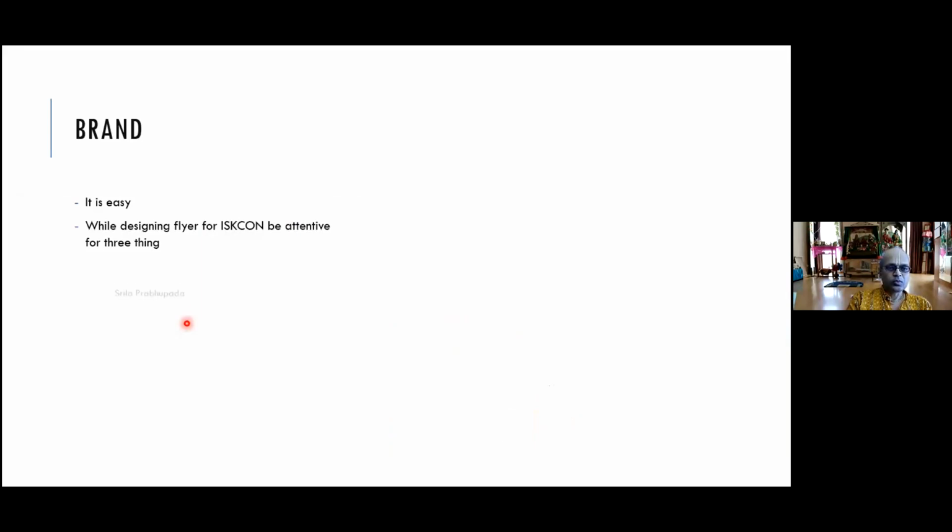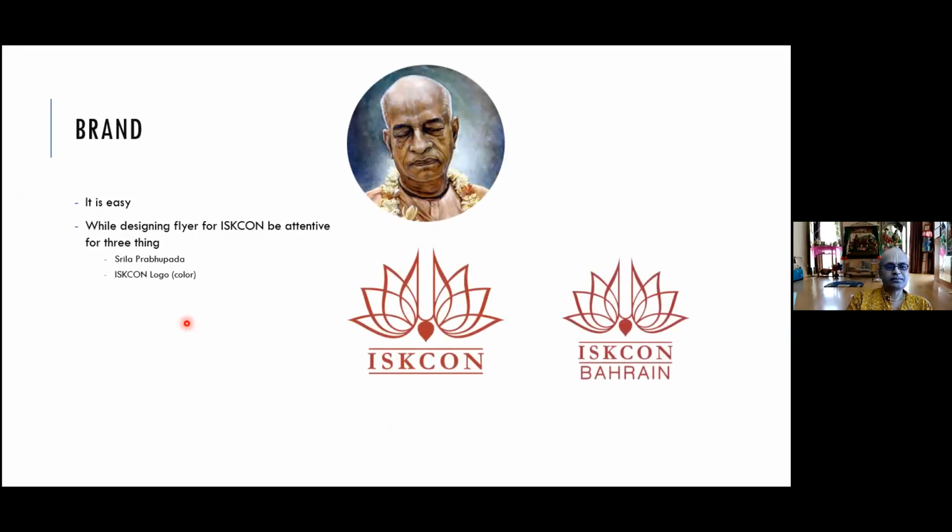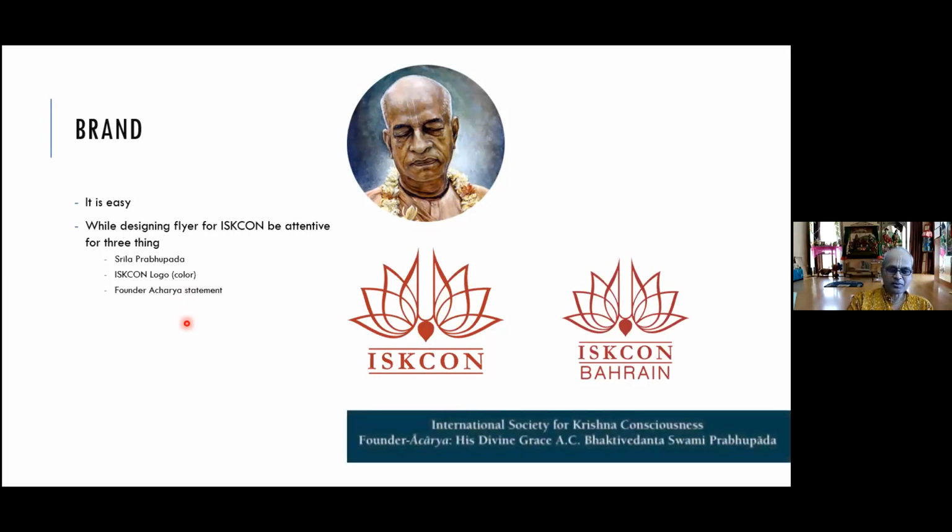So three things. One is Srila Prabhupada. In all designs, all flyers, and publications, Srila Prabhupada's photo is a must. Second is the ISKCON logo itself. Its color can be anything you choose, but it should be a single color. It should not be multiple colors. And third is the founder Acharya statement. So this must be there in all the publications.